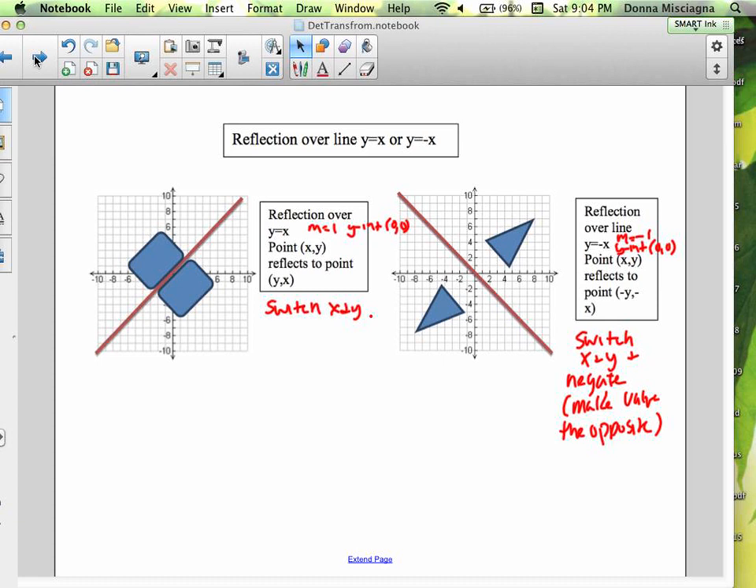So here, if I'm reflecting over this line with a negative slope, I don't know which one is which, let's just say the pre-image is that one. X and y are positive. If I reflect over the line, I've got to end up down here where x and y are negative. So we're going to not only switch, but we're going to negate. We're going to make the values the opposite.